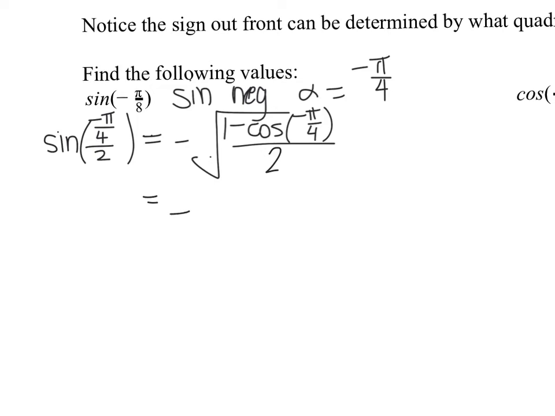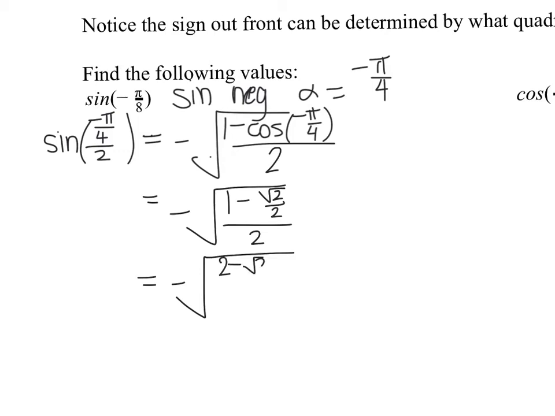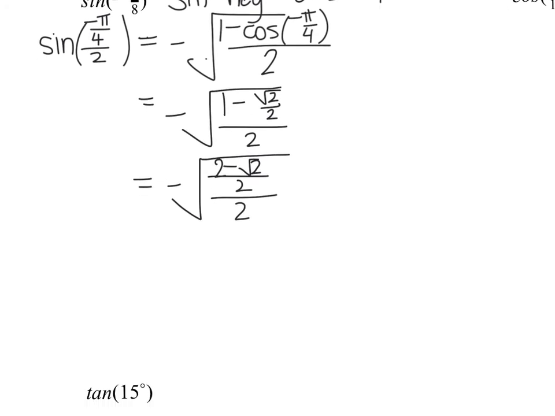So that's going to be negative square root 1 minus, and then cosine of negative pi over 4 is radical 2 over 2, still all over 2. So rewriting our numerator as a single fraction, 1 can be written as 2 over 2. We end up with 2 minus radical 2, all over 2, all over 2. Now when we're dividing a fraction by a number, we end up multiplying the denominator. So we get negative square root of 2 minus radical 2 all over 4.